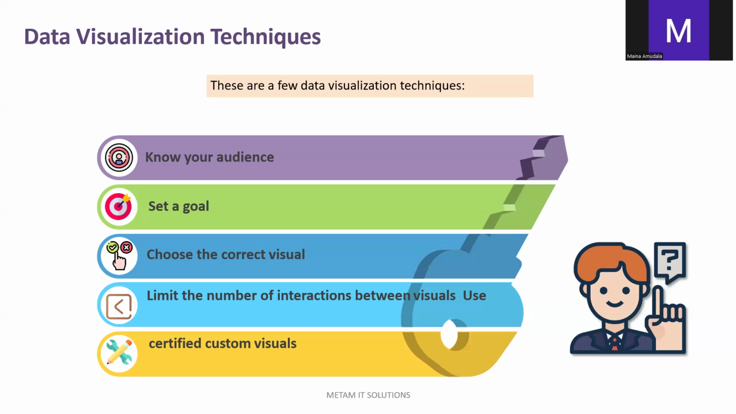And slicers, where the slicer data interacts with filters, and tree maps, which deal with hierarchical data. And waterfall charts, which display cumulative totals. And we can also use different types of charts like the ribbon chart for categorical data. These are the different types of visualizations we have in Power BI.